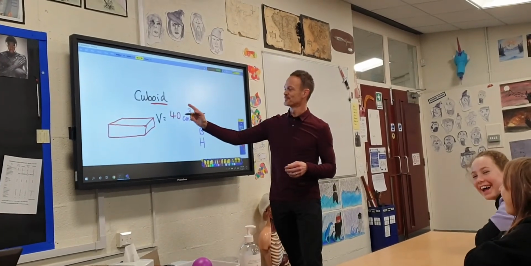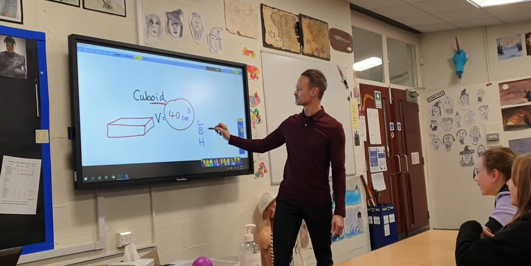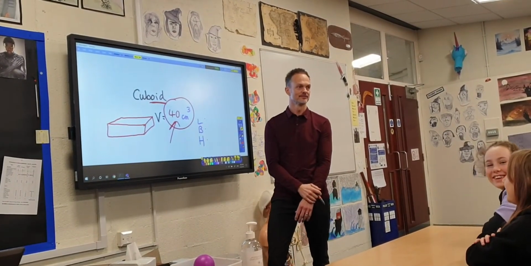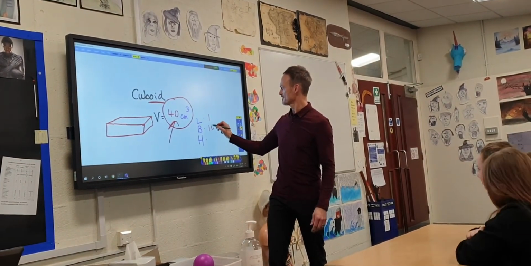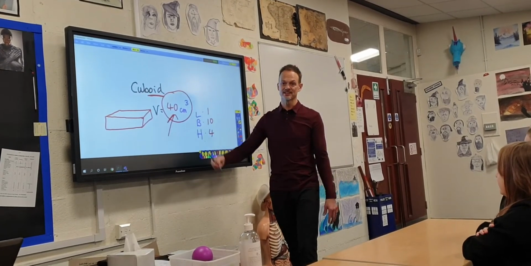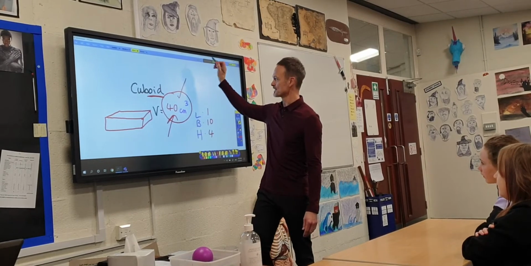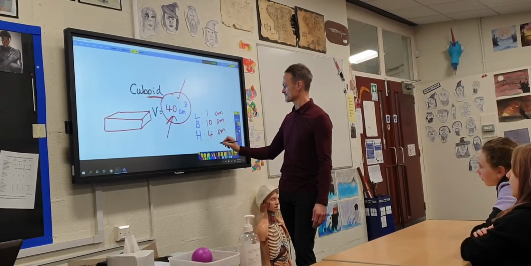So, cuboid can be anything, right? As long as we get to this. Lily May, I need length, breadth, height, all times and together to get me 40. What can we use? 1, 10, and 4. It doesn't even matter if length is the longest bit. It really doesn't matter as long as we've got 1 times 10 is 10 times 4 is 40. This works. Make sure you're using measurements on your answers.